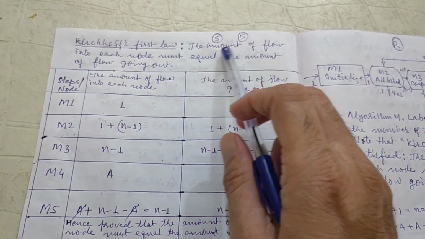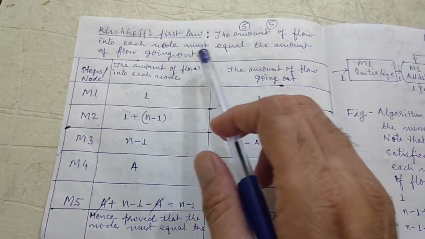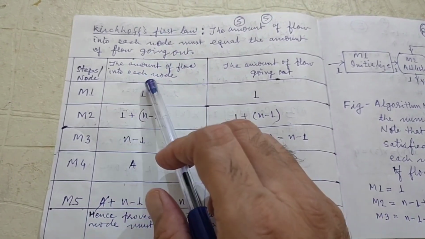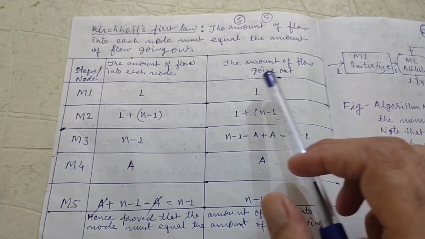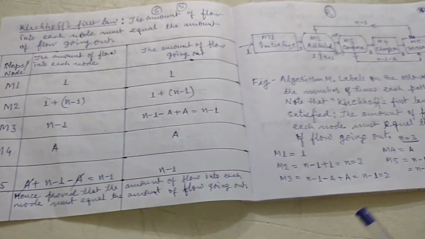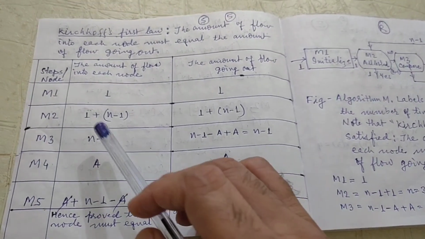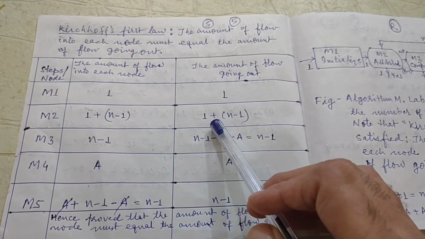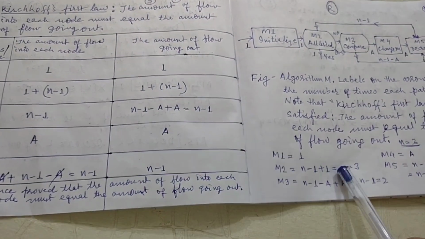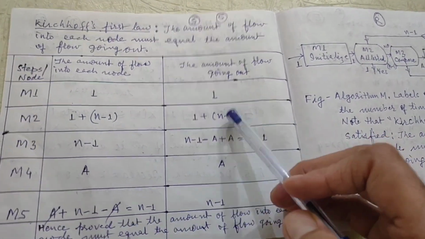Kirchhoff's first law: the amount of flow into each node must equal the amount of flow going out. So step M1: the amount of flow into the node and the amount of flow going out. Input is 1, output is 1. M2: n minus 1 plus 1, so 1 plus n minus 1. So M2 is n, with the 1 cancelled, so it becomes n.